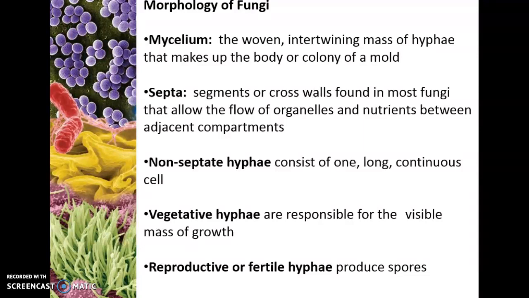Mycelium. All right, the different morphology of fungi. These words I don't think are on your list of words to memorize for the exam. Mycelium is. All right, so mycelium is the woven, intertwining mass of hyphae that makes up the body or the colony of the mold. So this is what you would see on a strawberry when you just look at the strawberry and you see the gray fur on it. Right? All of that is the mycelium. And you can look close at it and you can see the individual hair-like parts of it. That's the hyphae.